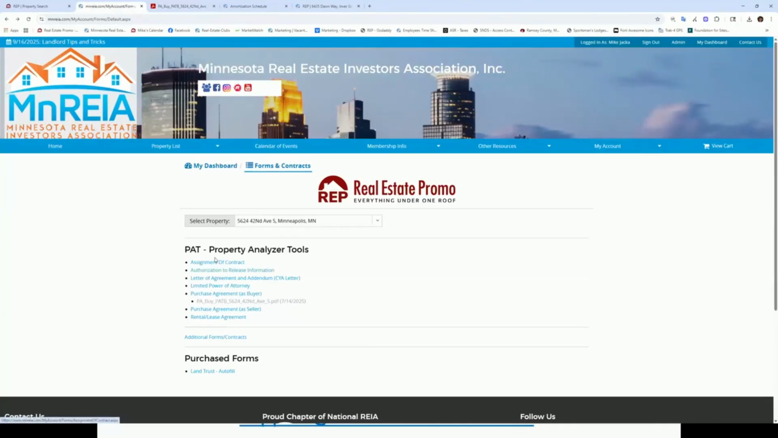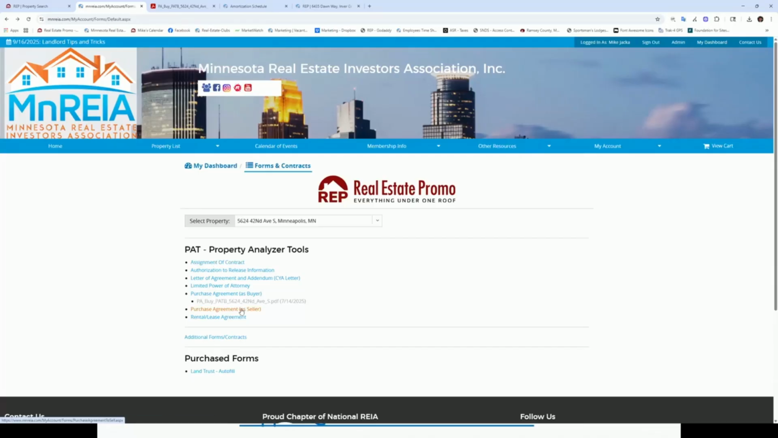Right? And you see we got multiple different contracts. So we got all the contracts for when you're buying the property, like say just a standard purchase agreement or a subject to deal. So like if we're doing subject to, we want the purchase agreement, we want authorization to release information, we want the CYA letter, we want a limited power of attorney, and if you're wholesaling, we got the assignment of contract.